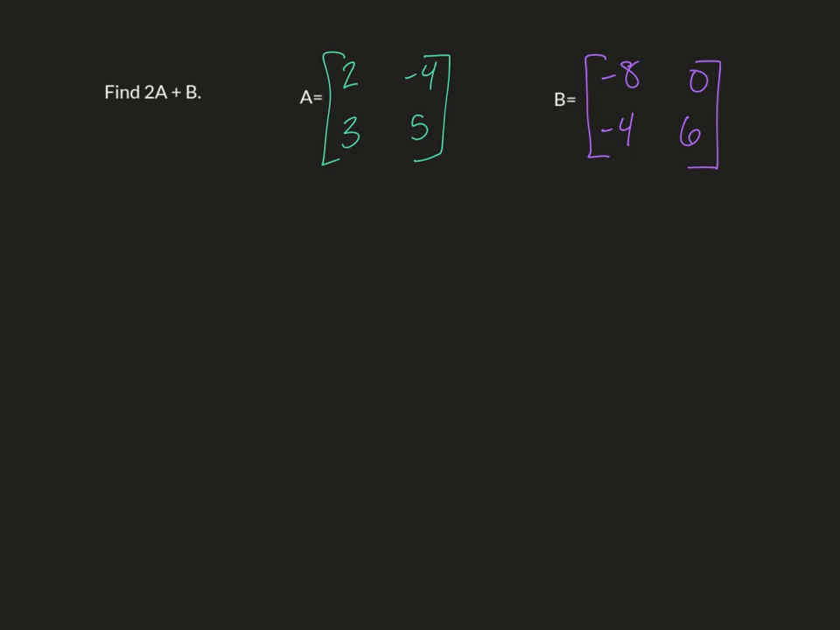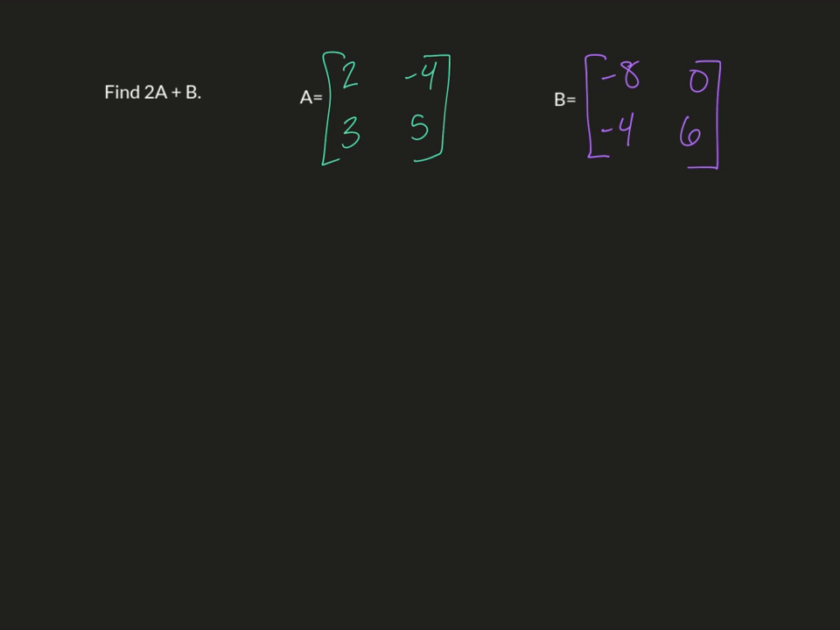Today we are going to be working on some basic matrix operations. So in this problem we are given two matrices. They're both 2 by 2, 2 rows, 2 columns. And what we need to do is the directions ask us to find 2A plus B.